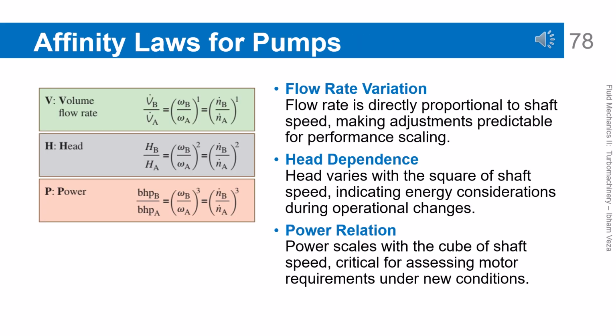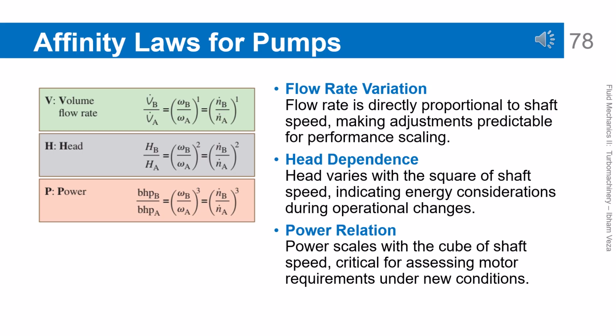Affinity laws for pumps. The affinity laws show how flow rate, head, and power change when the shaft speed is varied. The flow rate is directly proportional to rotational speed, so increasing RPM immediately increases capacity. The head is proportional to the square of the speed, meaning the energy requirement rises much faster than the flow.